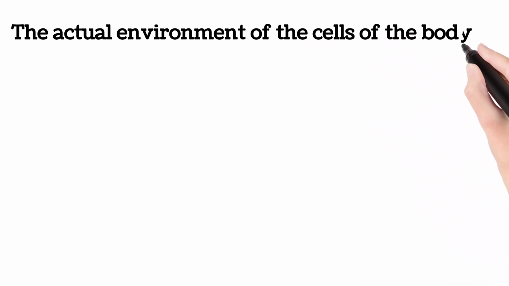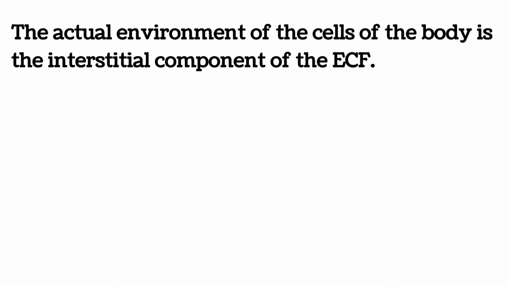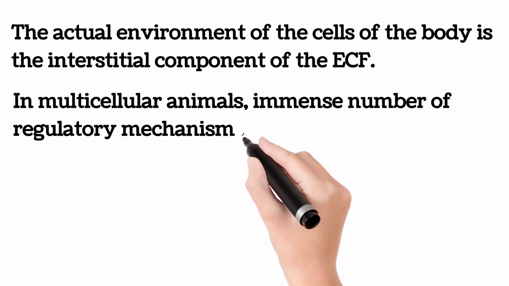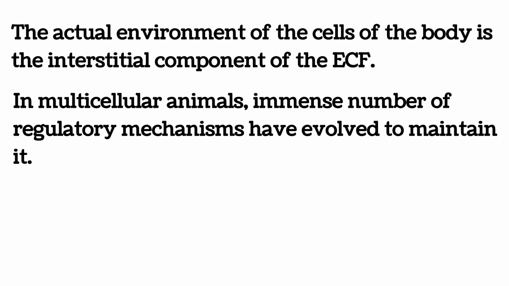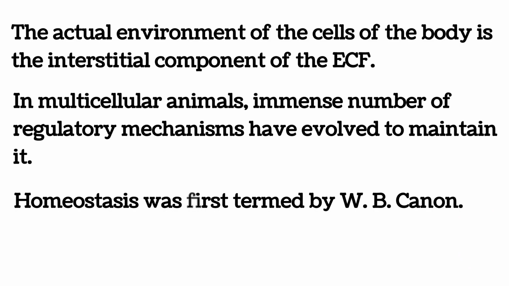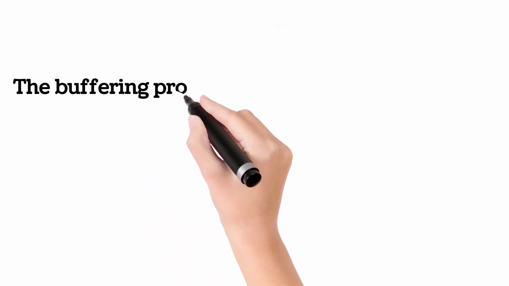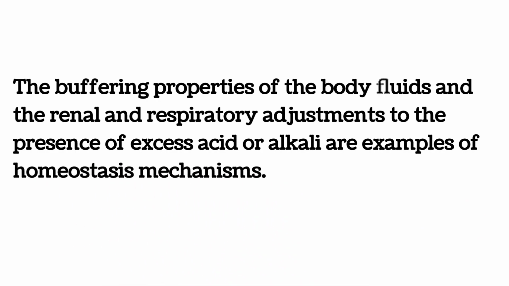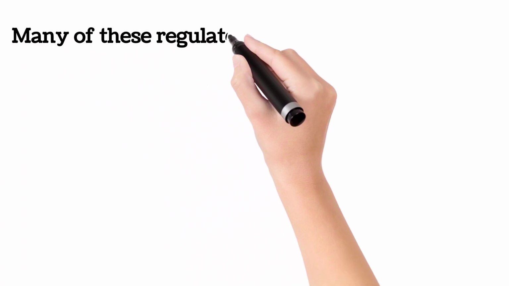The actual environment of the cells of the body is the interstitial component of the extracellular fluid. In multicellular organisms, an immense number of regulatory mechanisms have evolved to maintain this equilibrium, and the term homeostasis was first coined by W.B. Cannon. The buffering properties of the body fluids and the renal and respiratory adjustments to the presence of excess acid or alkali are examples of different homeostasis mechanisms in our body.